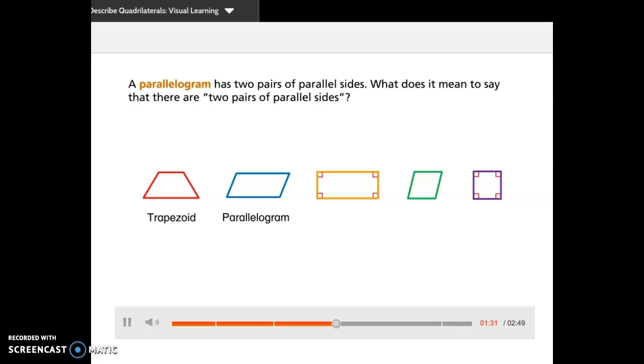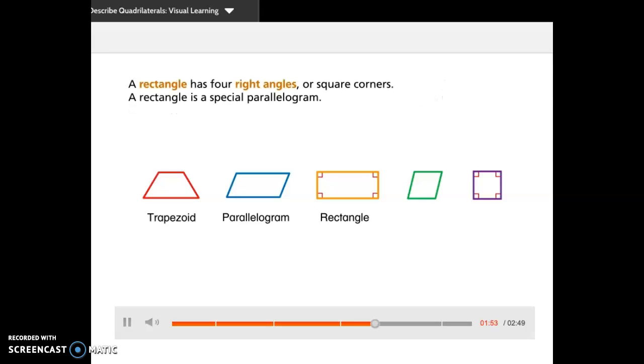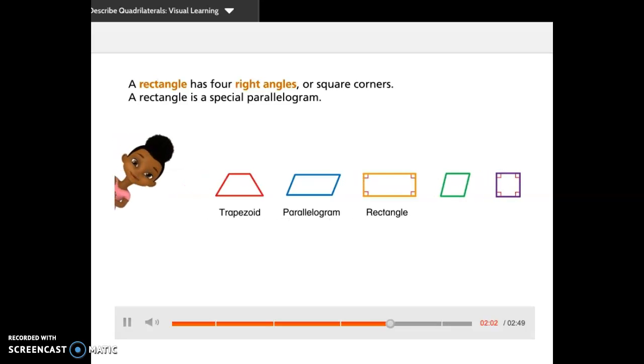What does it mean to say that there are two pairs of parallel sides? It means that there are two sets of opposite sides, and those sides never cross. In a parallelogram, opposite sides are the same length. Opposite angles are the same size. A rectangle has four right angles, or square corners. A rectangle is a special parallelogram. That means any rectangle is also a parallelogram.